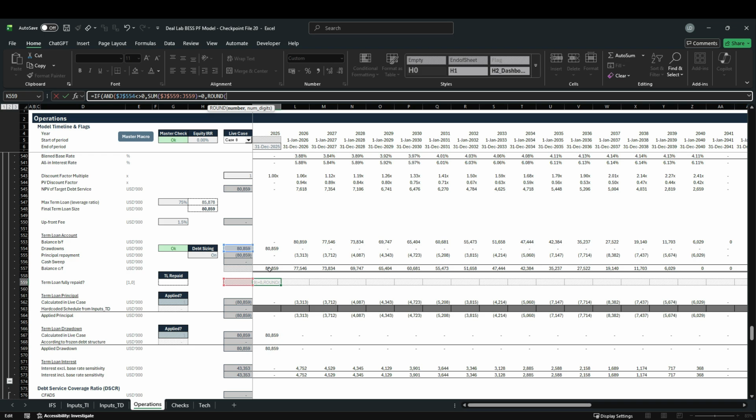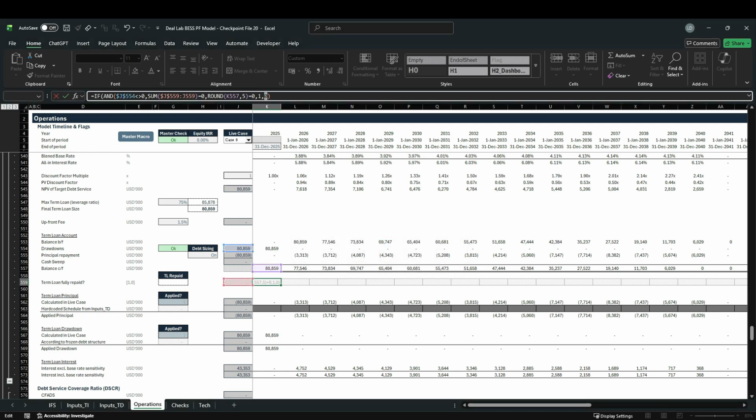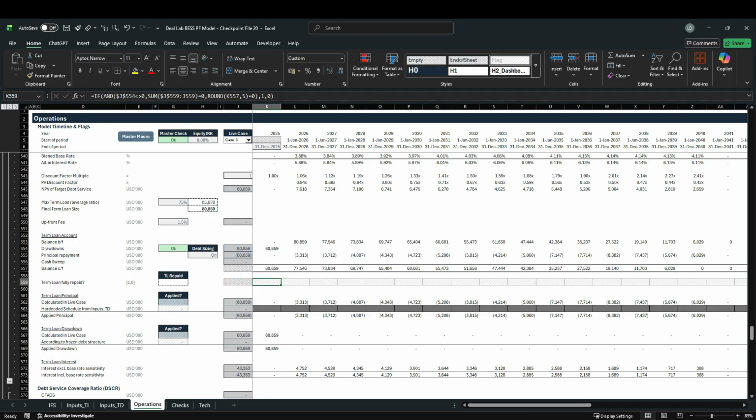And we will round our balance carried forward in row 557 by a number of digits, let's say 5, just because Excel might round to a very small number. So we want to make sure that we here round to a maximum of 5 digits, close parentheses. And if this equals 0, then we want a 1, otherwise a 0, close parentheses, hit enter. And we are missing a parenthesis here, and I believe that is after our round function because we haven't completed our AND conditions. Hit enter.